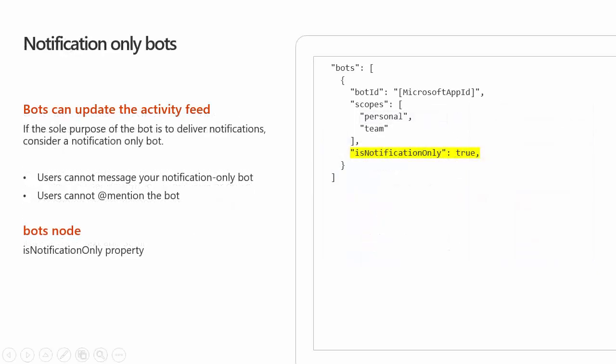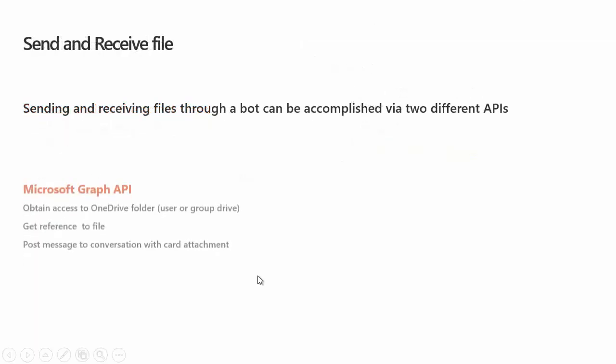If what you end up writing is a bot that is sending proactive messages and updating the activity feed but not responding to users, you can code that as an isNotificationOnly bot. You would want to do this to prevent confusion from users who are trying to start conversations or message the bot when you won't be replying to it. So in the bot manifest and the bots node, you can set the isNotificationOnly property, which would then suppress that @message capability as well as starting a conversation one-on-one.